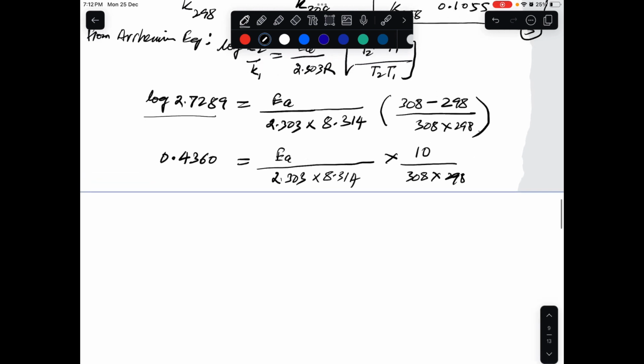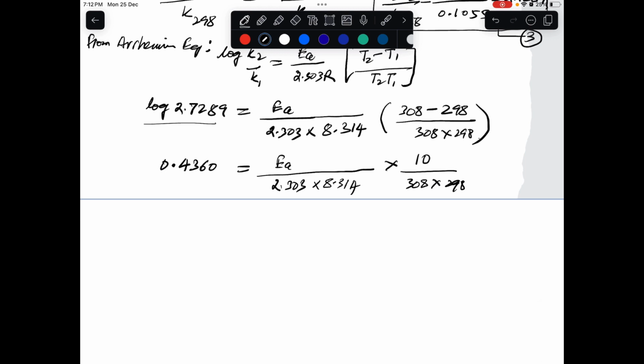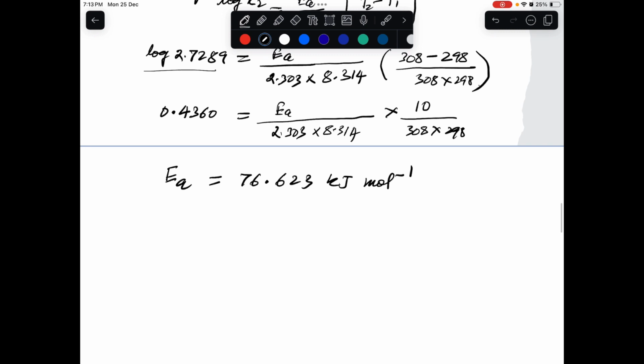Now we will simplify the right-hand side, and after rearranging we get the value of energy of activation as 76.623 kilojoules per mole. Okay, now one more thing is left, which is K at 318 Kelvin temperature. This is the value of energy of activation, so this is our first answer.